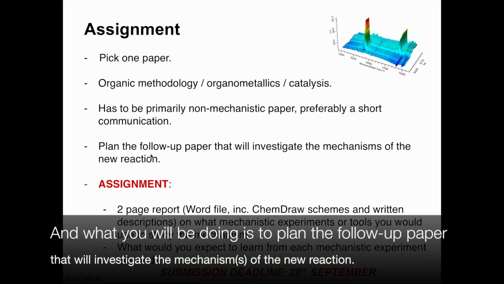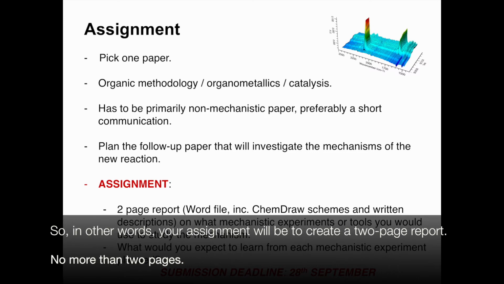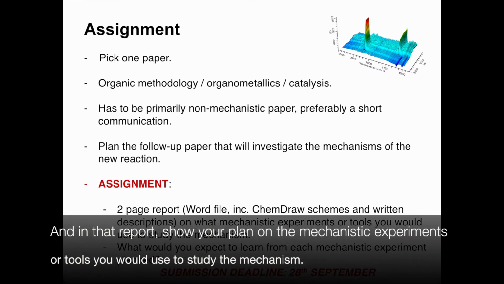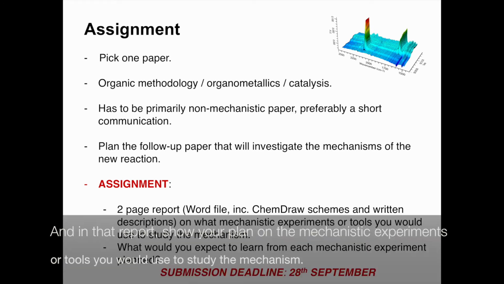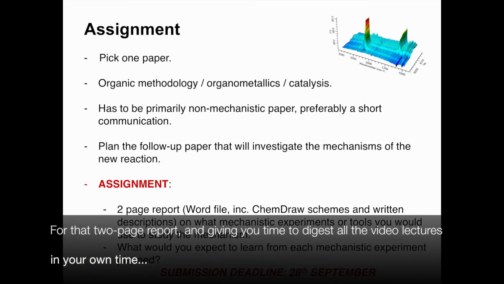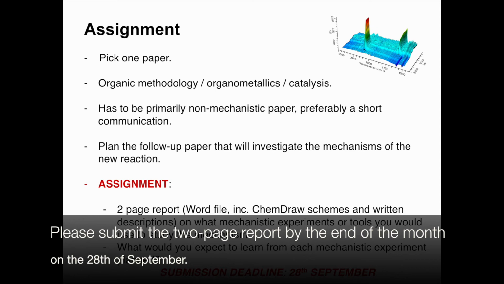And what you will be doing is to plan the follow-up paper that will investigate the mechanisms of the new reaction. So in other words, your assignment will be to create a 2-page report, no more than 2 pages, so a nice Word file with ChemDraw schemes and any diagrams that you want to use to describe what your plan is. And in that report, show your plan on the mechanistic experiments or tools you would use to study the mechanism. What would you expect to learn from each mechanistic tool or experiment that you've planned? And for that 2-page report, and giving you time to digest all the video lectures in your own time, please submit the 2-page report by the end of the month on the 28th of September.